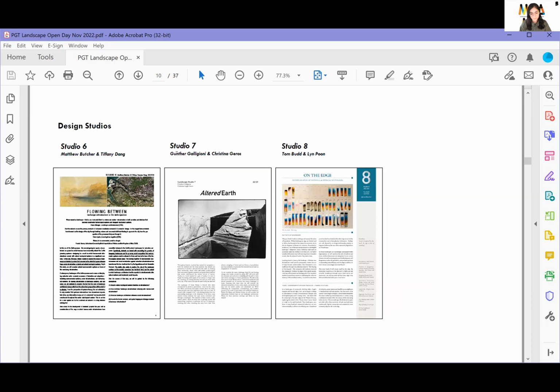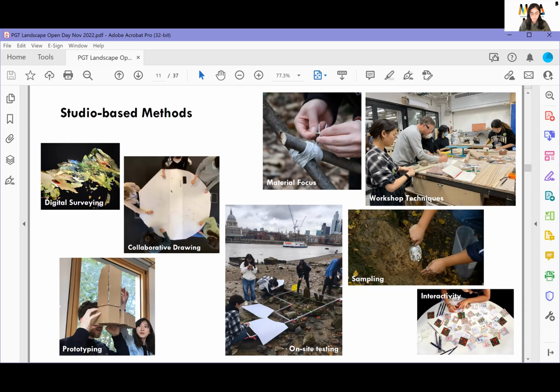And each studio has its own methods. Obviously, your tutors will be experts in different things. So you should pick the studio that most appeals to you through the ways that they work and the brief and the things that they're wanting to tackle. So you can see here, there's various different approaches, such as looking at workshop techniques or on-site sampling, a focus on natural materials or on-site testing. There's collaborative drawing, prototyping, digital surveying. So lots of different approaches.